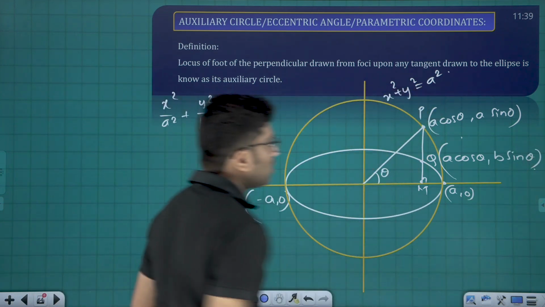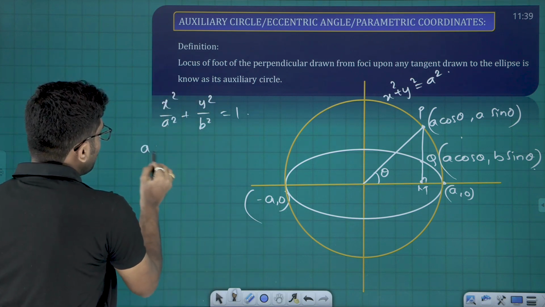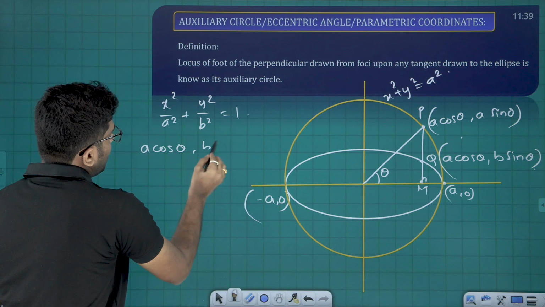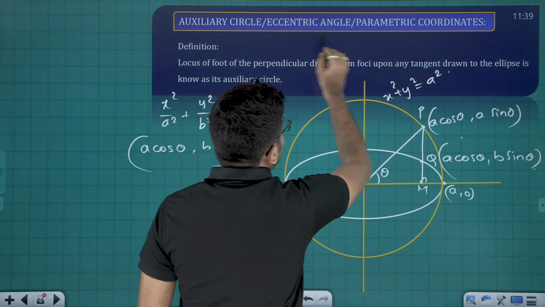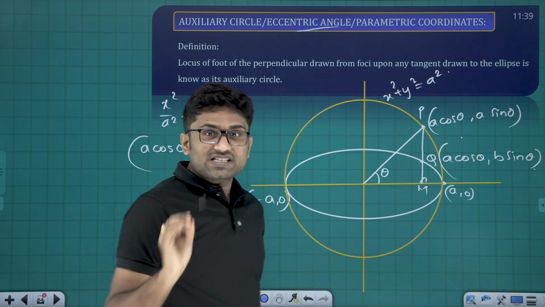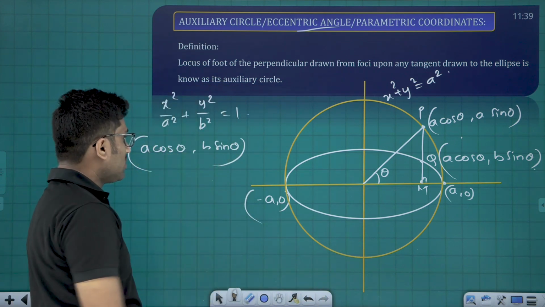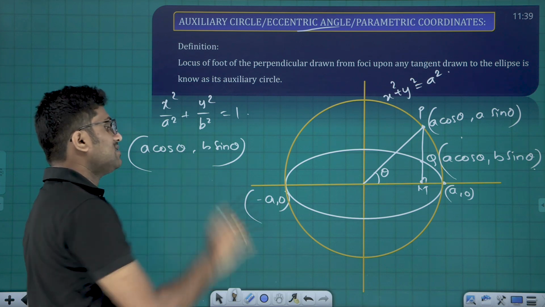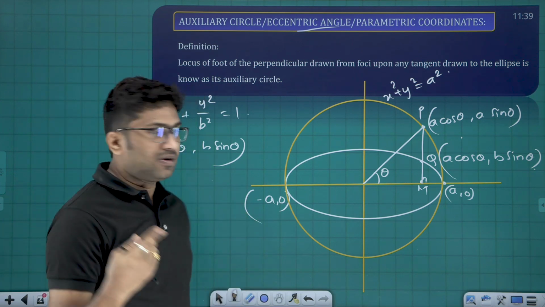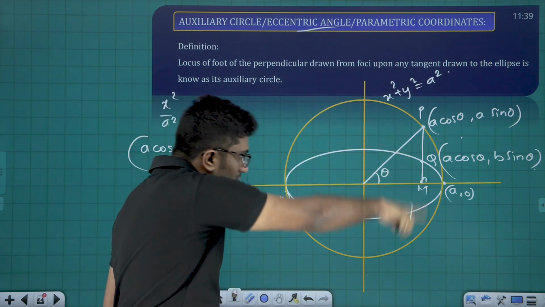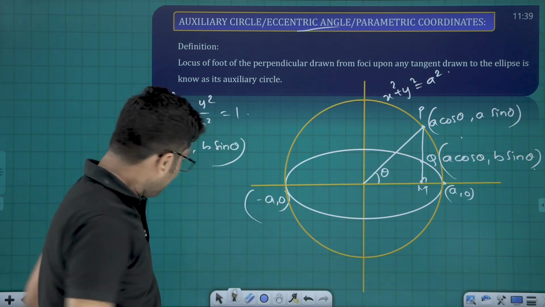So the parametric coordinates of an ellipse x square by a square plus y square by b square equals 1 are a cos theta comma b sin theta, and this theta is called the eccentric angle. If the parametric coordinates of an ellipse are a cos theta comma b sin theta, this theta is the eccentric angle. And auxiliary circle means the circle which is described by taking the major axis of the ellipse as diameter.